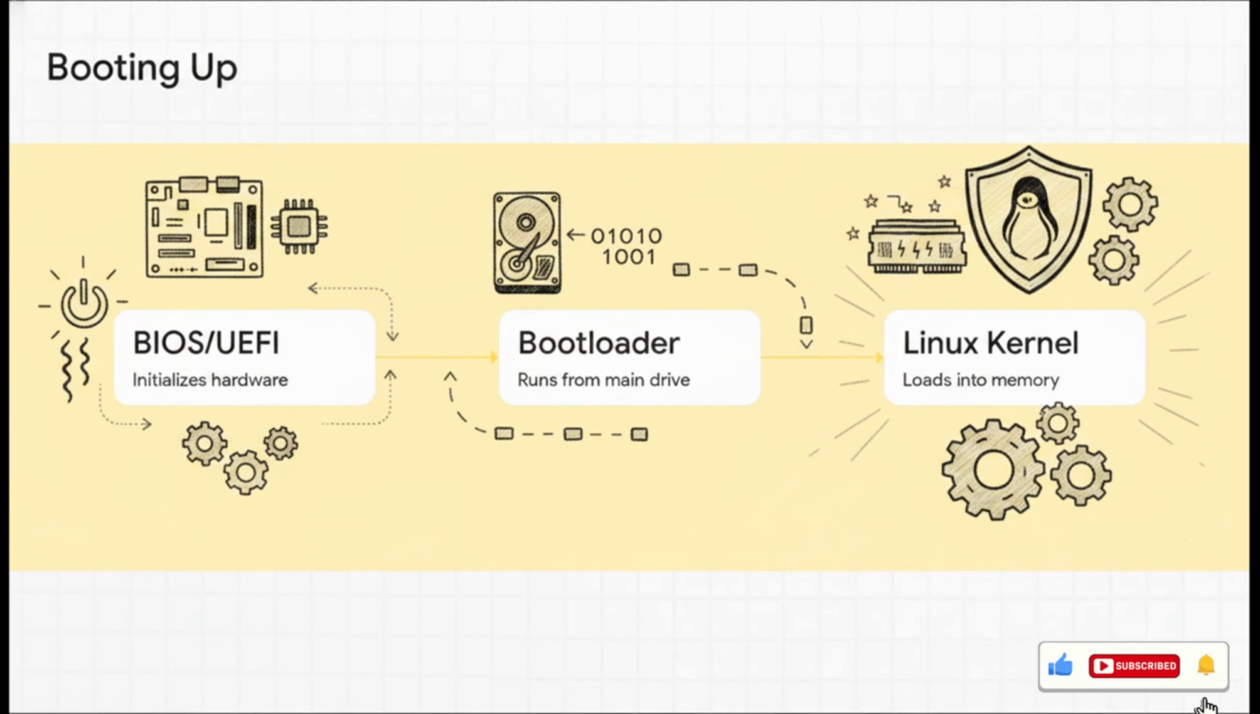Let's actually walk through exactly how your computer wakes up and seamlessly hands control over to this Linux kernel. Step 1, when you hit that power button, your computer's BIOS or UEFI initializes the hardware. Step 2, it then finds a tiny little program called a bootloader sitting right at the beginning of your main drive. And step 3, that bootloader's sole purpose in life is to load the Linux kernel directly into your system's memory. Once that happens, the UEFI's job is completely done, and Linux now has full, absolute control over your hardware.